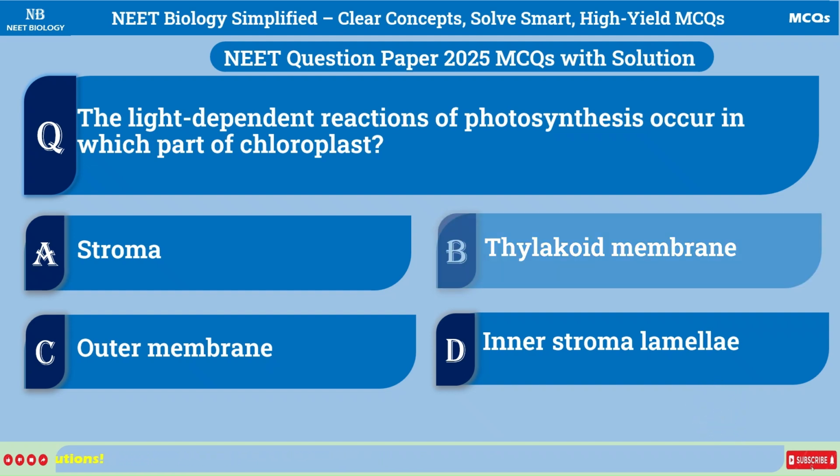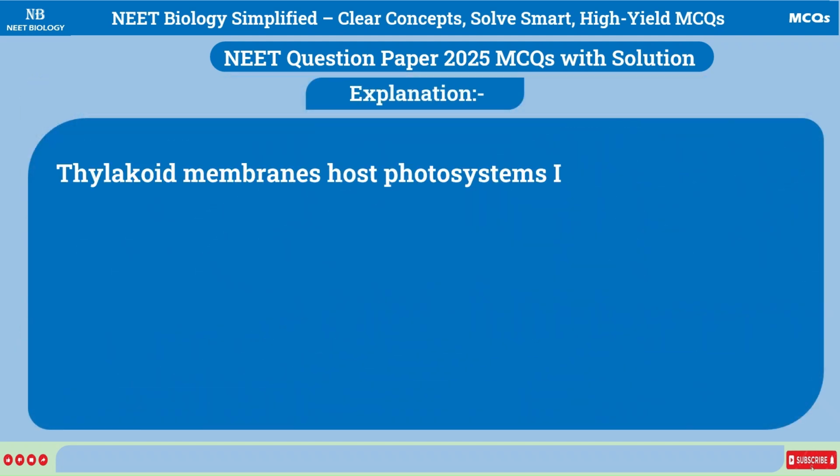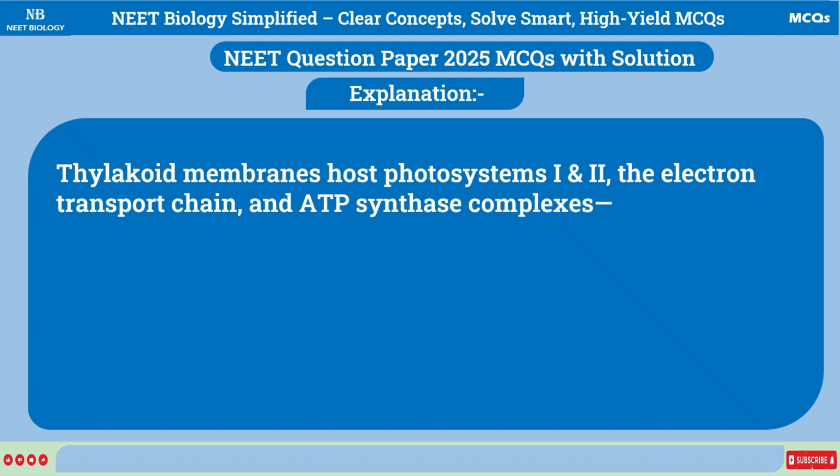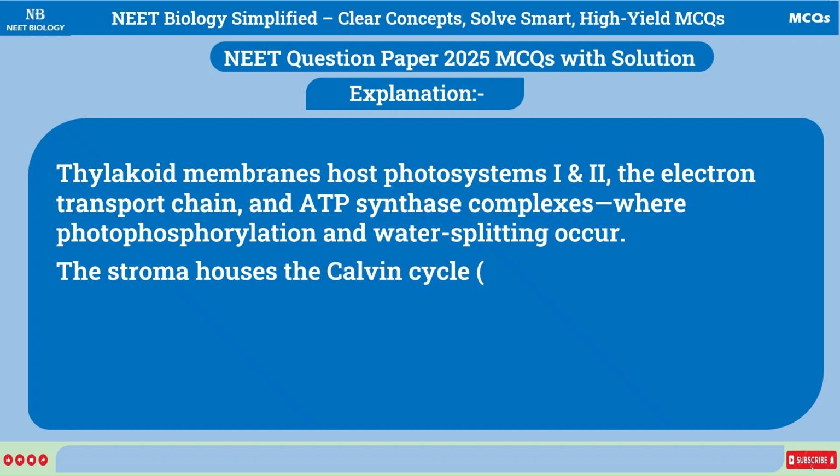Correct answer is B. Thylakoid membrane. Explanation: Thylakoid membranes host photosystems I and II, the electron transport chain, and ATP synthase complexes, where photophosphorylation and water splitting occur. The stroma houses the Calvin cycle, light-independent reactions.